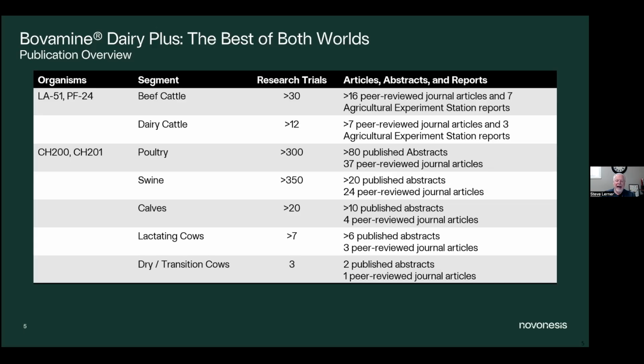When you look at the bacillus organisms, we look at CH200 and CH201. These are not only in cows and calves, but we use those organisms in our swine and poultry products. We have hundreds of research trials looking at their efficacy and hundreds of peer-reviewed articles and abstracts. They are currently among our best strains of organism.